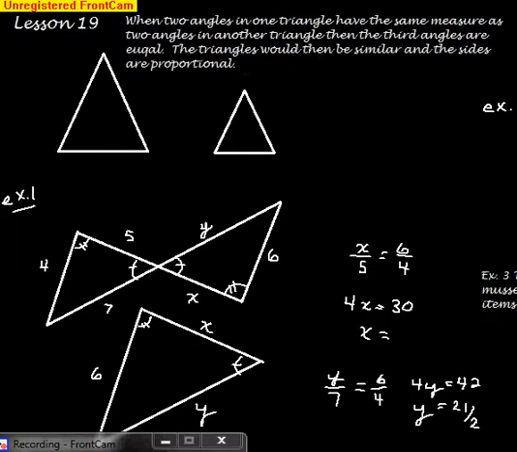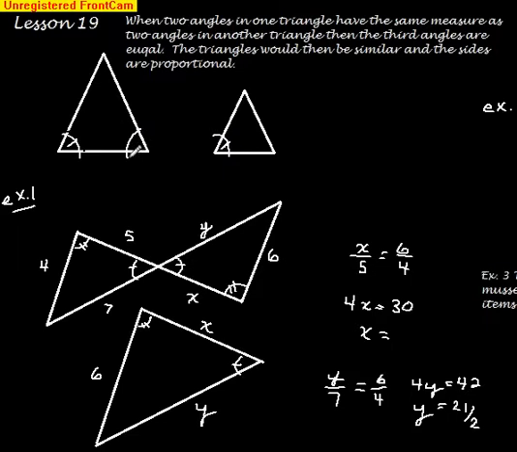So what this one's saying is if we know that this angle is equal to this angle, and this angle is equal to this angle, then we know that the third angles are going to be the same. Because if they both add up to 180 degrees, and you take this amount away from 180 degrees, then you're going to be left with the same amount for the third angle. So these are going to be equal. So when two angles in one triangle have the same measure as two angles in another triangle, then the third angles are equal. Okay, let's go down here.